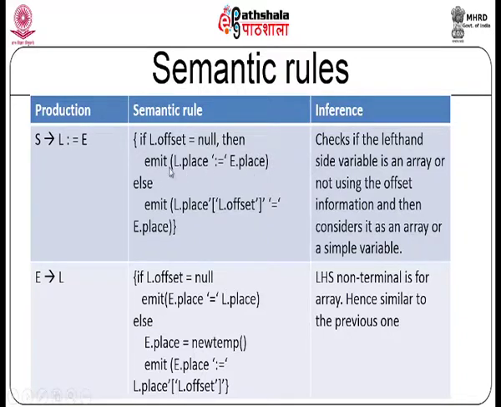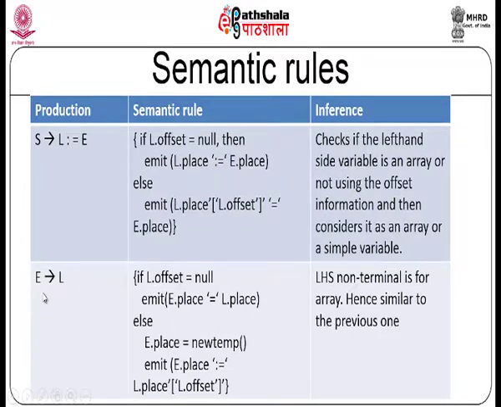On the other hand, if L has an offset which is being computed, then you emit L dot place of L dot offset is equal to E dot place. So, this is a 3 address code which is being generated. Either if it is an identifier, you simply emit, for example, here ID is equal to some expression, ID is equal to A plus B, whatever it is, I can basically emit that. Here if it is an array, if the LHS is an array, then I will use that as a basis for generating my 3 address code. So, that is what we have inferred here.